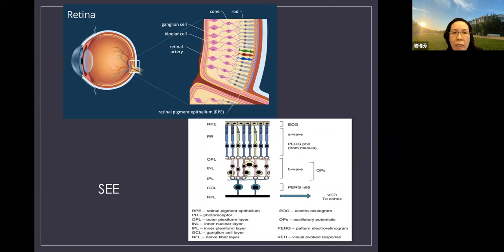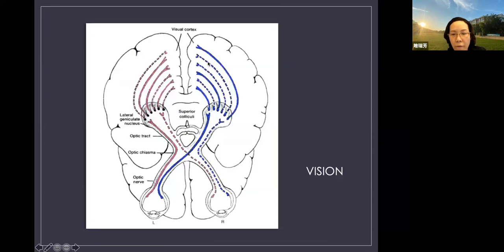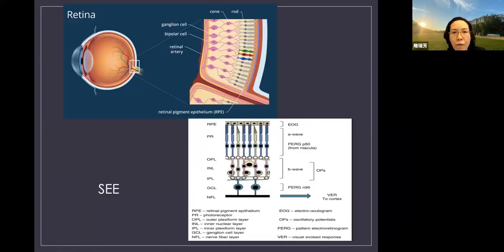So we will need some basic anatomy. In this slide, we have two pictures. One is a model of our eye. In order to see something, the first tissue is the retina. When light goes through the cornea and the lens and focuses on the retina, the retina has a series of chemical reactions and forms an electrical impulse.